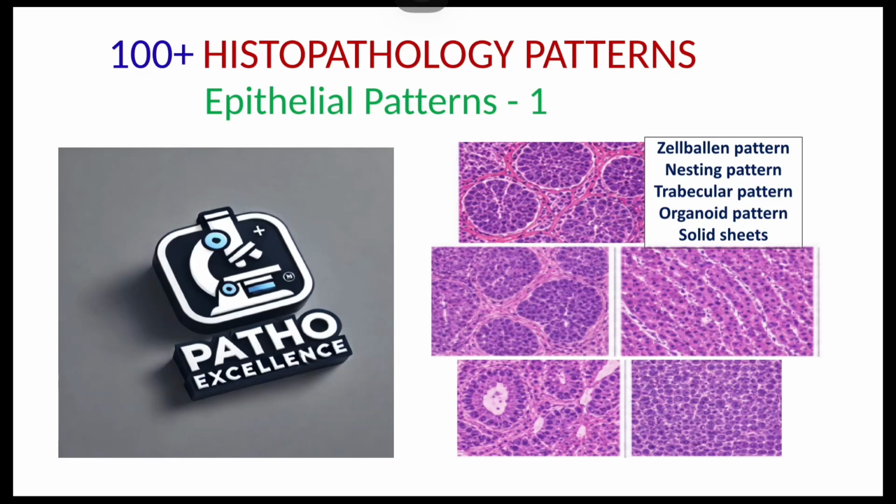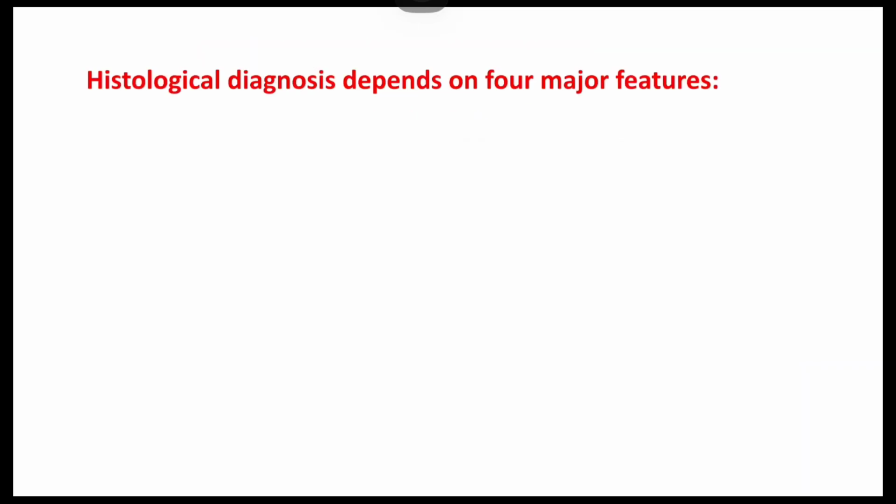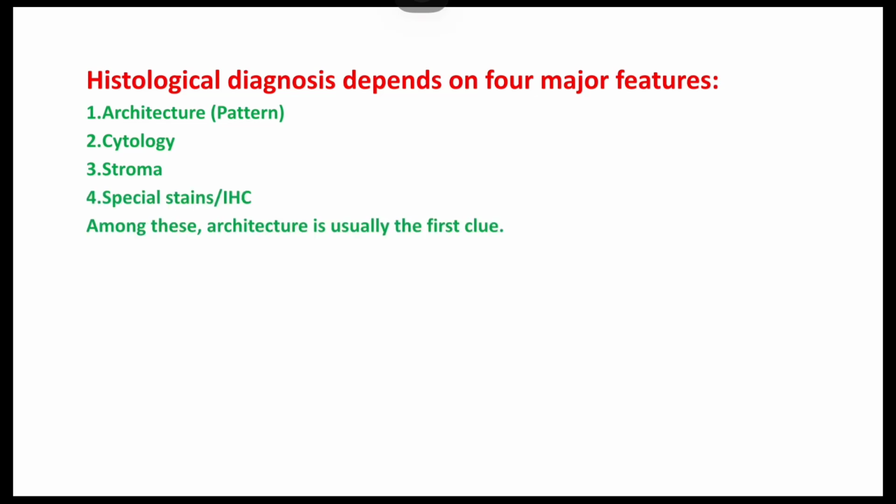Today we are starting a new series, 100-plus histopathology patterns. So, why are these patterns necessary? Because histological diagnosis depends on four major features: architectural pattern, cytology, stroma, and special stains and IHC. Among these, architecture is usually the first clue.